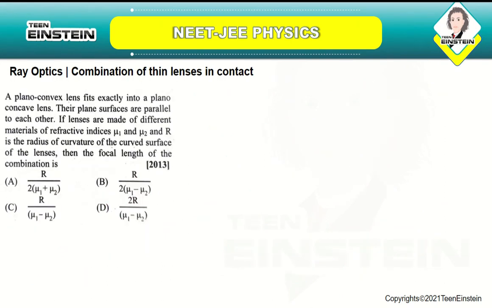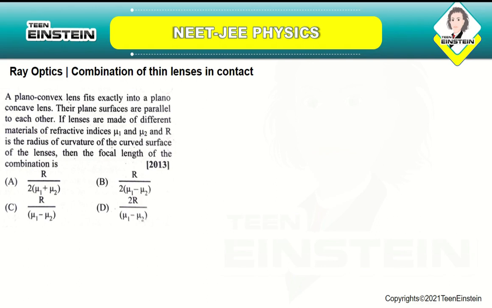A planar convex lens fits exactly into a planar concave lens. Their plane surfaces are parallel to each other. If lenses are made of different materials of refractive indexes mu 1 and mu 2, and r is the radius of curvature of the curved surface of the lenses, then the focal length of combination is. Okay. So, here they want us to find out what is the focal length of combination of these lenses.